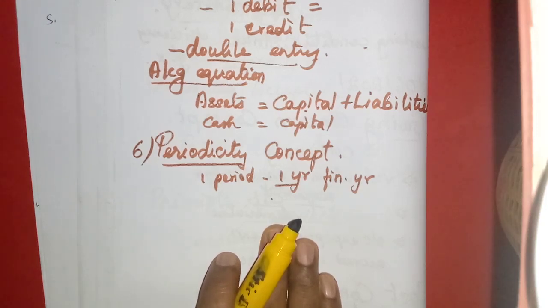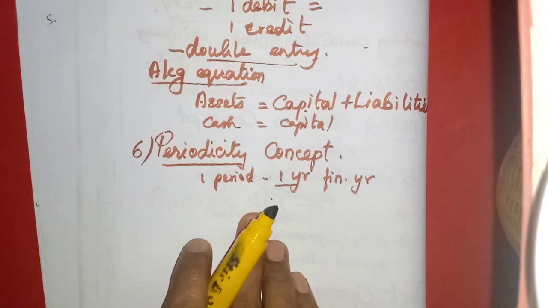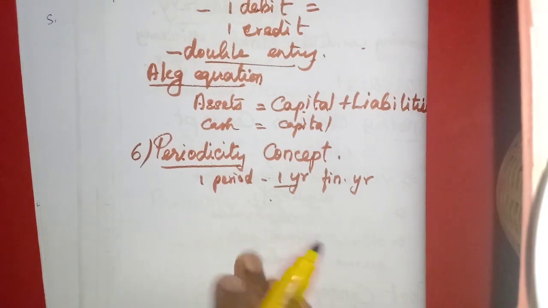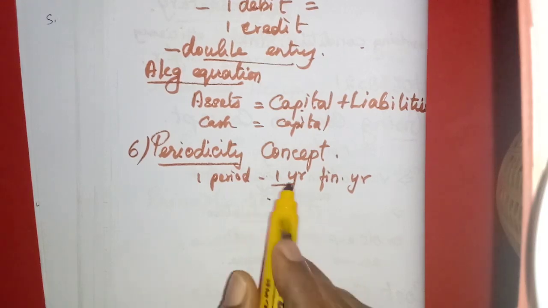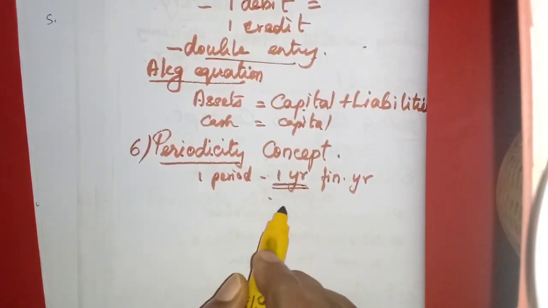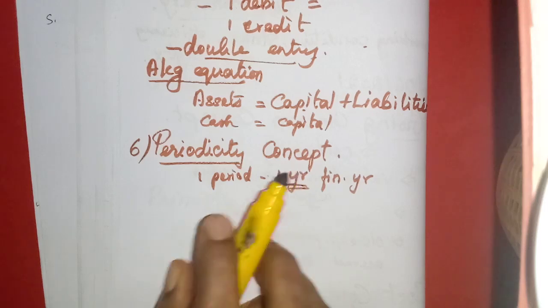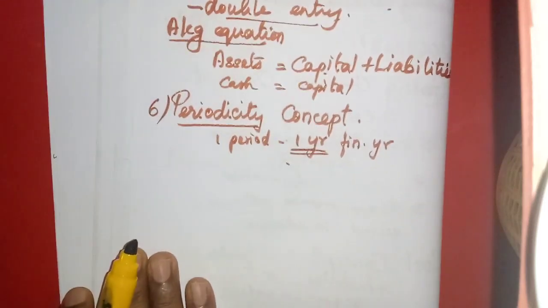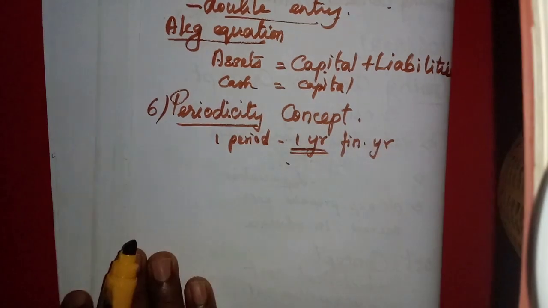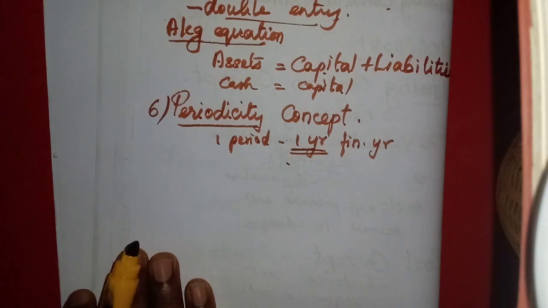Okay, so usually the financial statements, that means the trading and profit and loss account and the balance sheet, will be prepared for 1 year. At least a minimum of 1 year they have to evaluate the performance of their business, and they should calculate whether they have earned profits or they have suffered any loss.